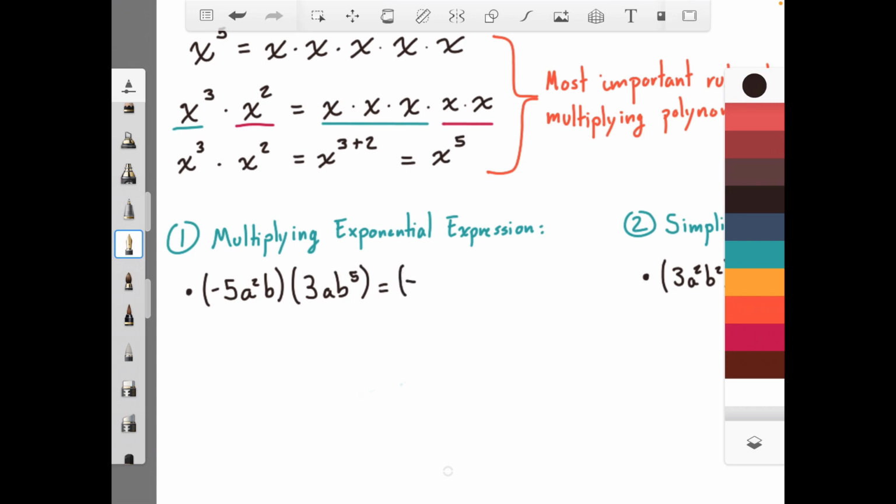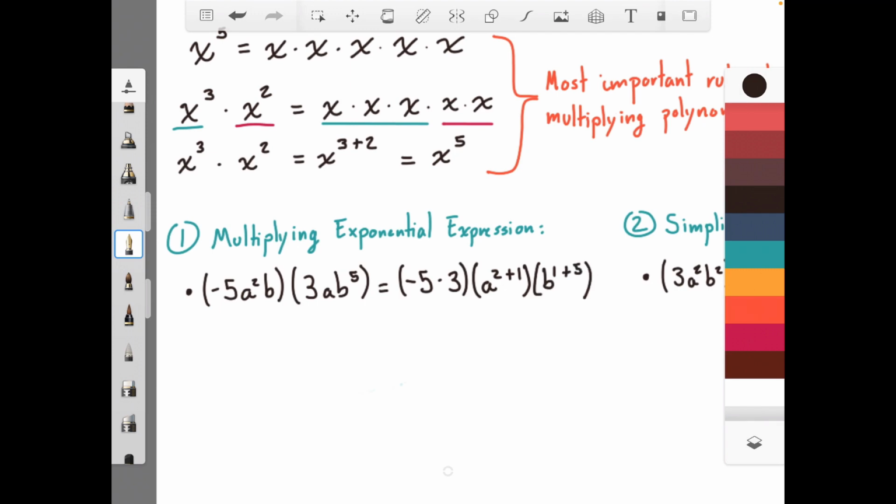First, we're going to start with the coefficient, so -5 times 3. Then we multiply that by the like terms that have a. After we find like terms, we see that we have a to the 2 plus 1, because remember that this over here has an exponent of 1. That is very important to keep in mind. And finally, we multiply by b, and here it says 1 plus 5.